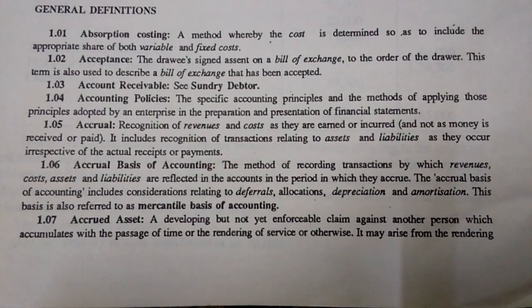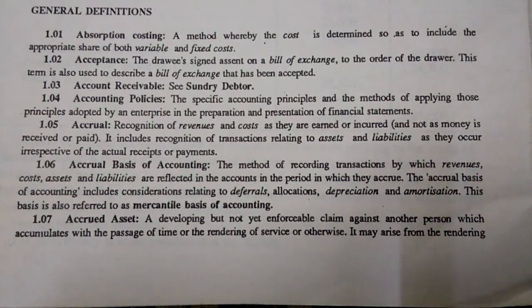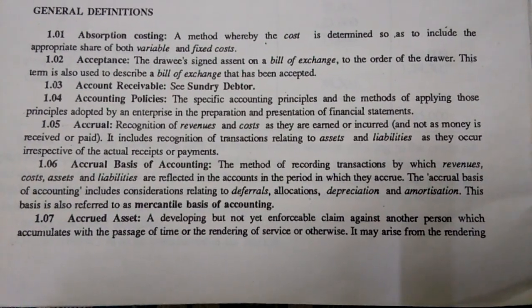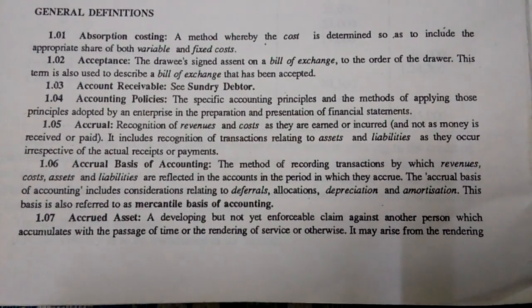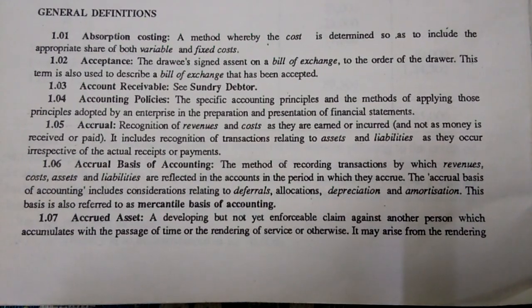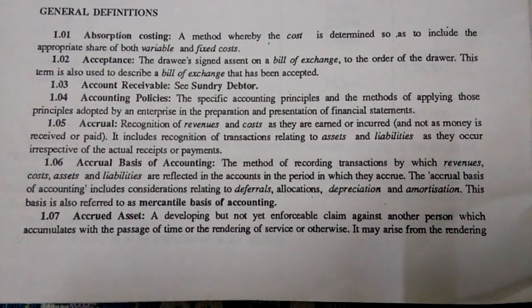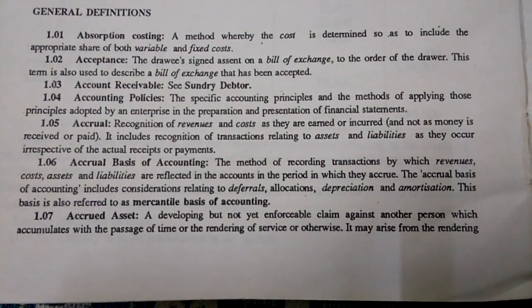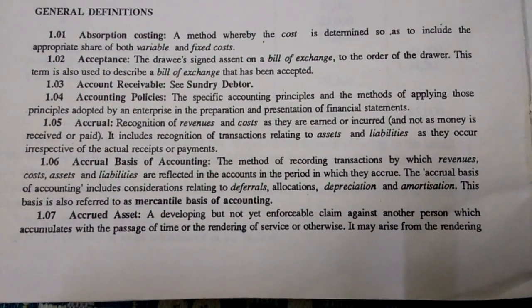Acceptance, the drawee's signed assent on a bill of exchange to the order of the drawer. This term is also used to describe a bill of exchange that has been accepted. Account receivable, that is sundry debtor. That means who receives sales from our side.